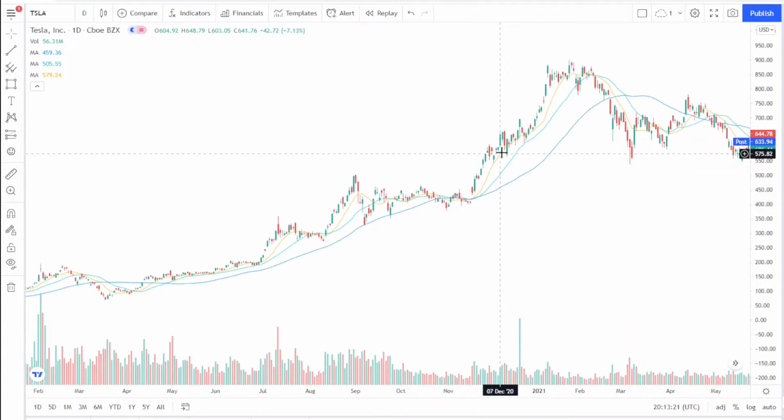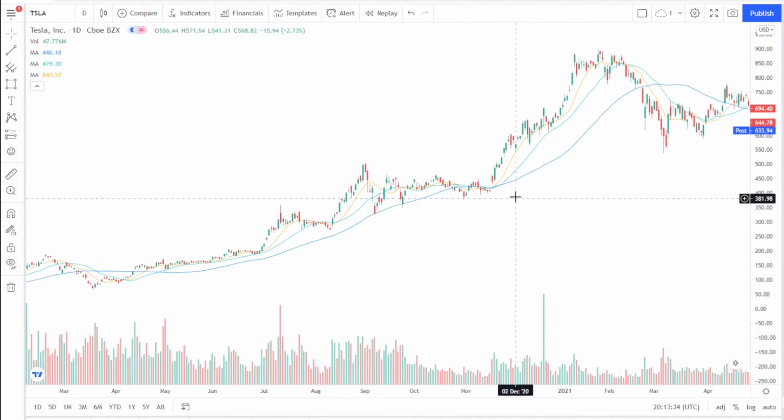As you can see, it crosses below the 10-day moving average sometimes, but it catches support even before it touches the 21-day. So your entry is right above these moving averages, and as soon as they start to curl up.